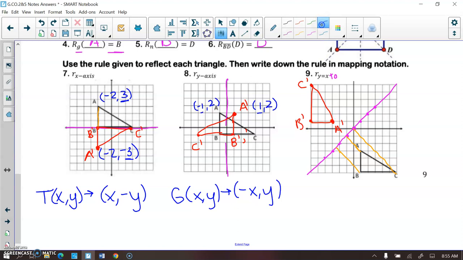Now, let's look at the rule. A was originally at 1, -3, and A prime is at -3, 1. So what happened between my x and my y values is my x and y values flipped around. So my coordinate rule for this one would be that I flipped my x and y values around. So if you ever see a mapping rule like this, that would mean that this was a reflection over the line y is equal to x.